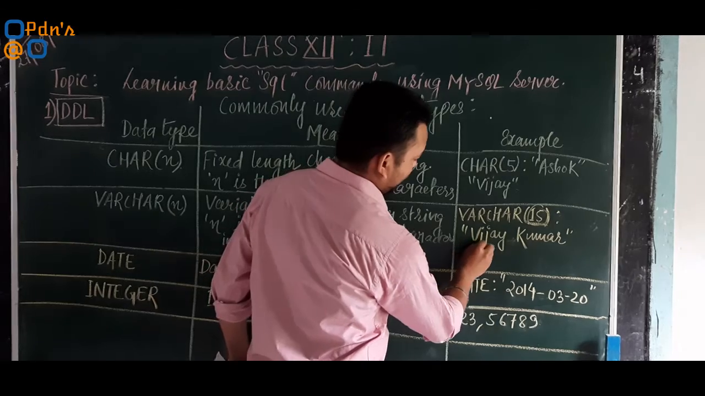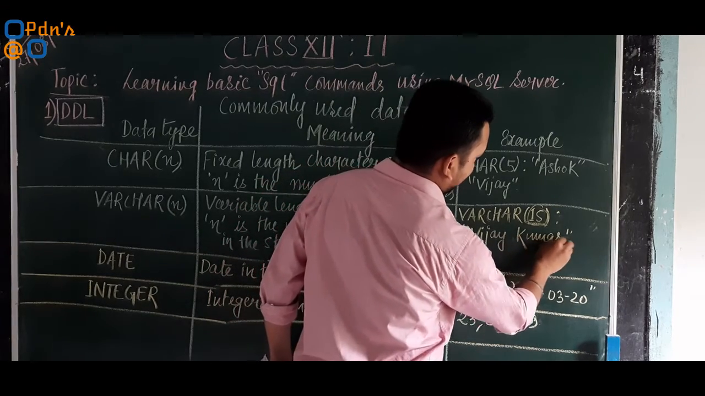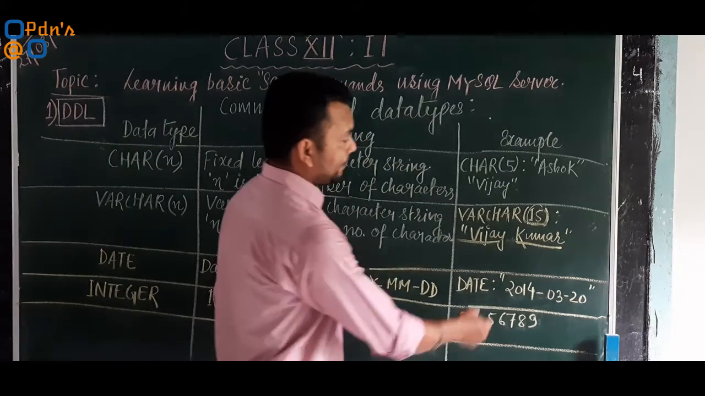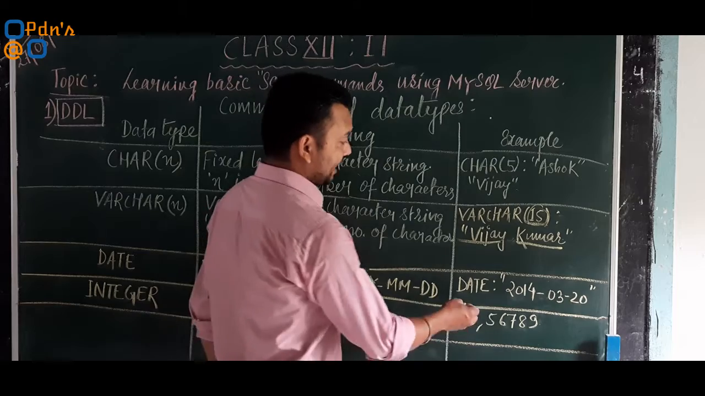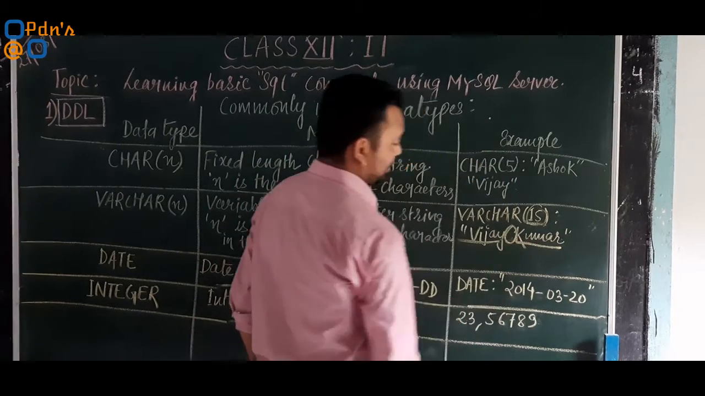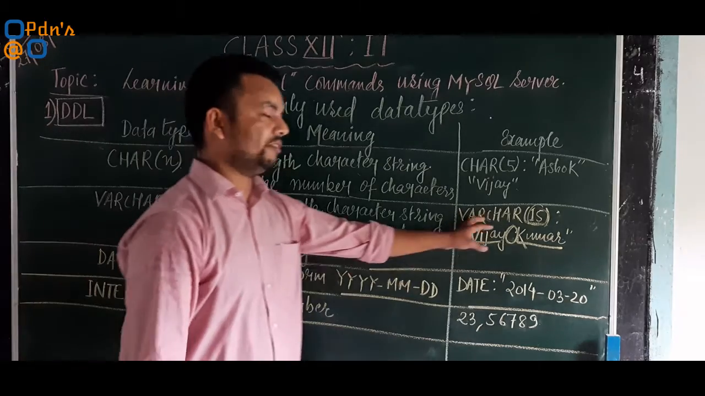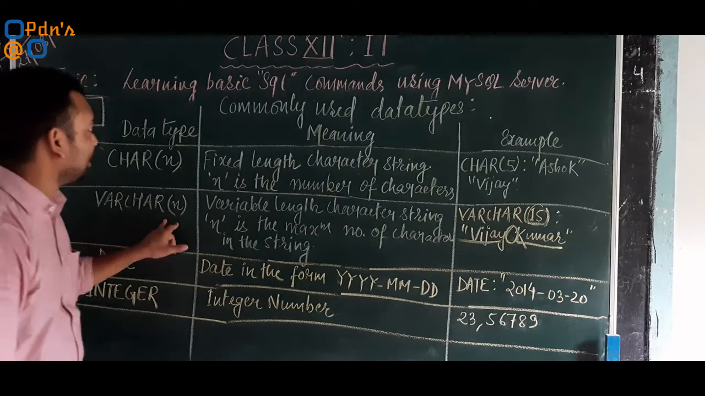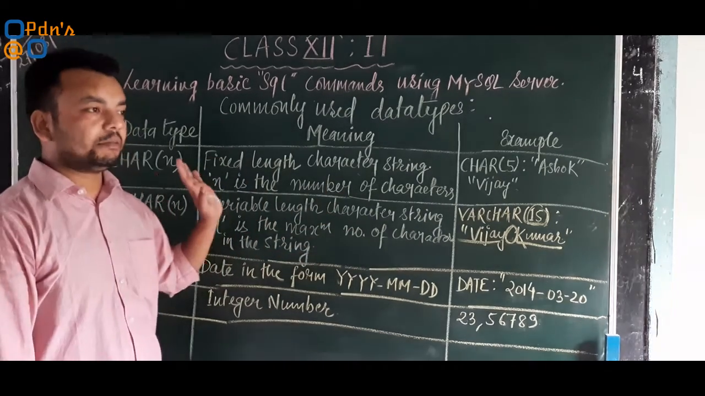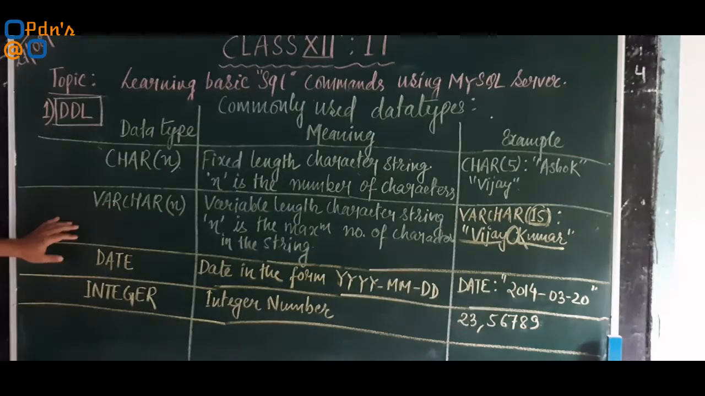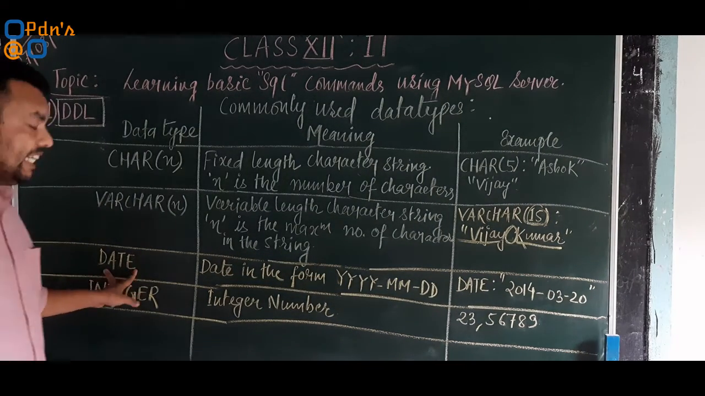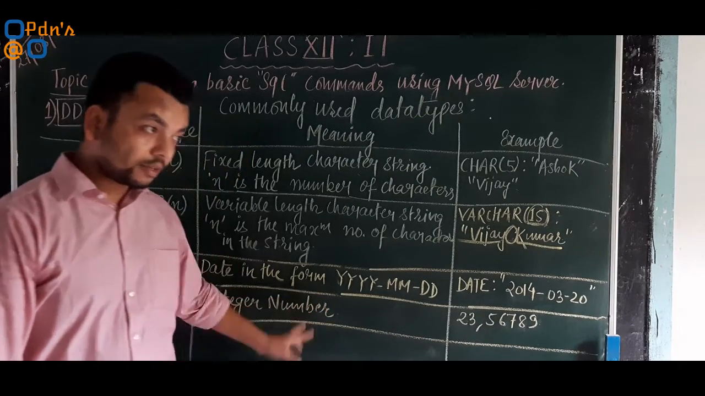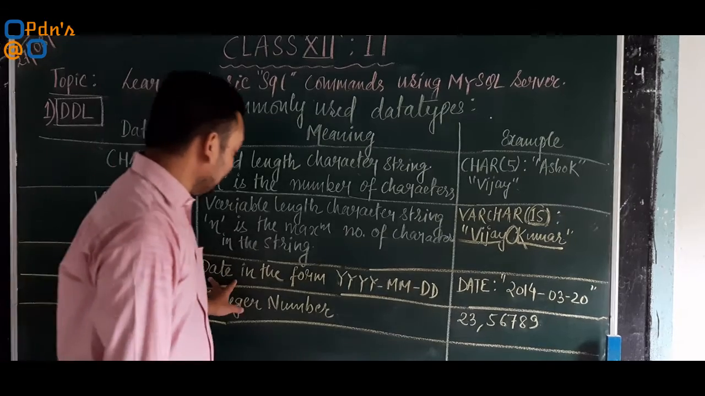So see here, 1, 2, 3, 4, 5, 6, 7, 8, 9, 10. Here only 10 characters are inserted, while the maximum capacity has been declared as 15, and in between those 10 characters, one space has been left blank. So this is the concept of varchar, variable length character string. That means the maximum capacity prescribed for that particular data type should not be exceeded. The third category is date. Date is generally used for insertion of a date in the date attribute.